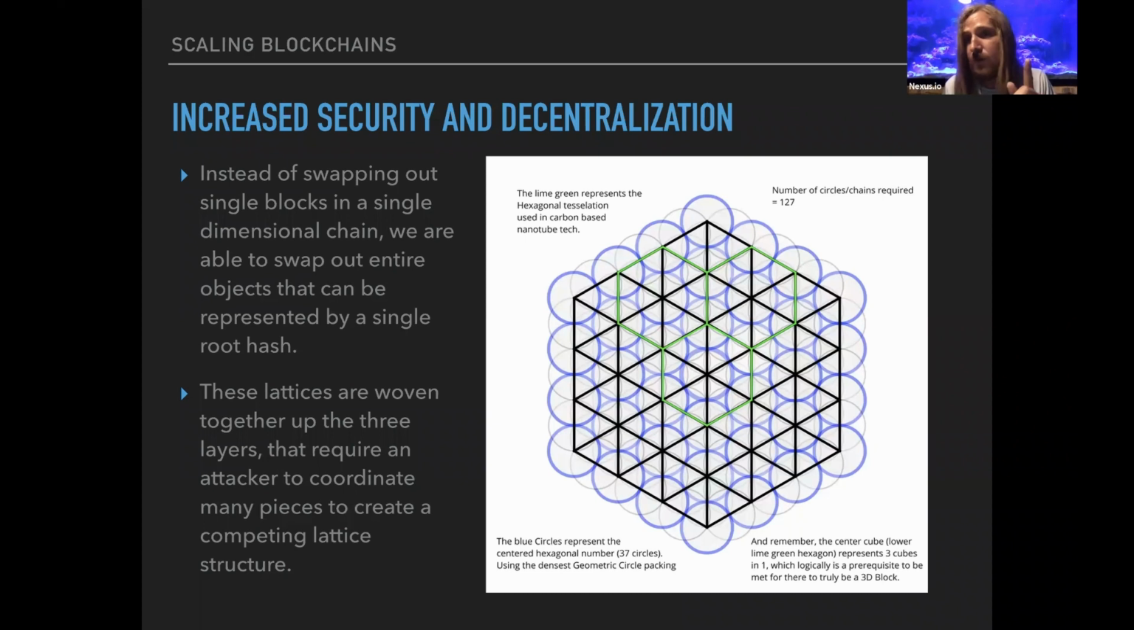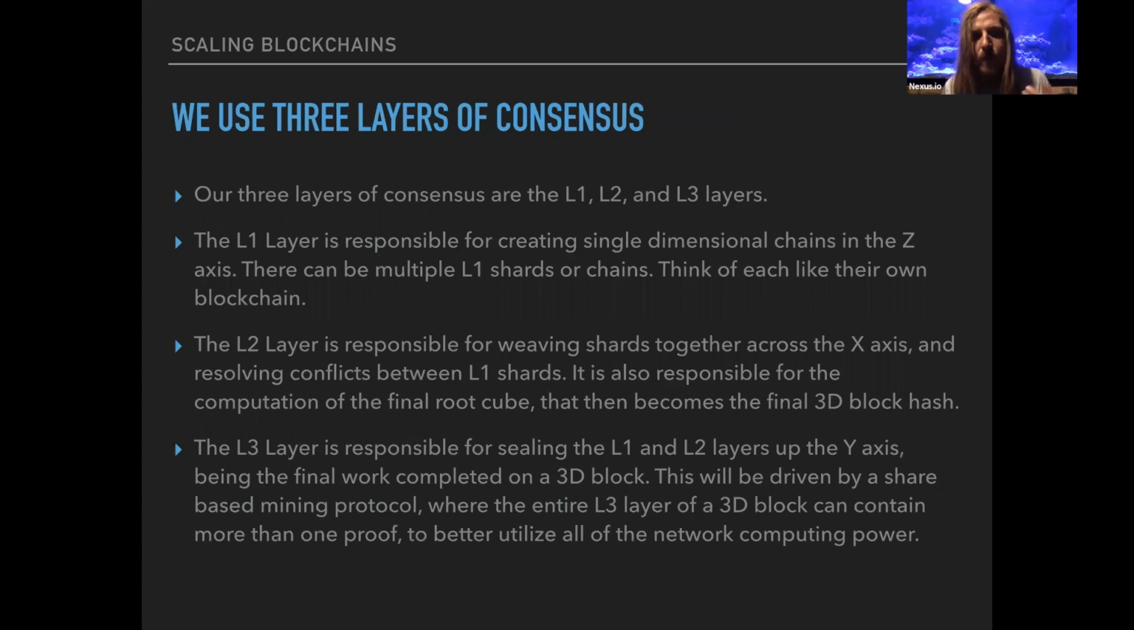We can't rely on just one alone, right? Just like there's 3 branches of government to check and balance each other, these 3 consensus layers check and balance one another. So it requires an attacker to compromise all 3 of them to try to compromise the 3-dimensional block, right? And then to exceed the resources that everyone else contained. So we use these 3 layers of consensus. Our 3 layers are the L1, the L2, and the L3.